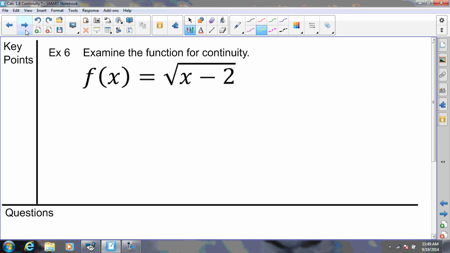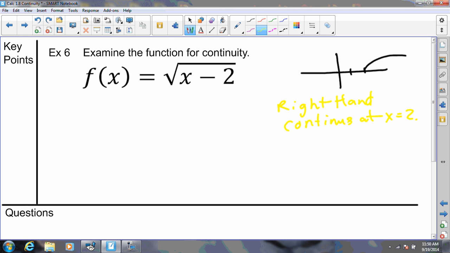So based on this example, where would we get continuity? Where would we get one-sided continuity? What does this graph look like? Just shifted 2 to the right. So where do we have one-sided continuity? Right-handed continuous at x equals 2. And it would be continuous at each of the other points along the rest. Not defined for anything to the left of 2.